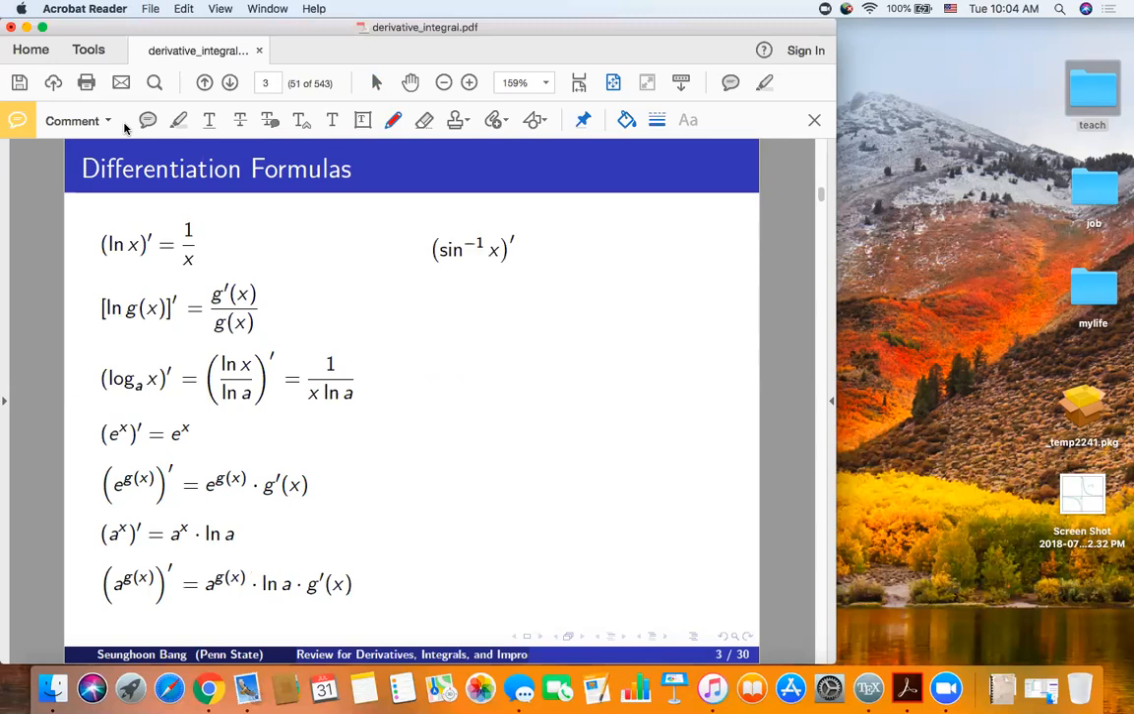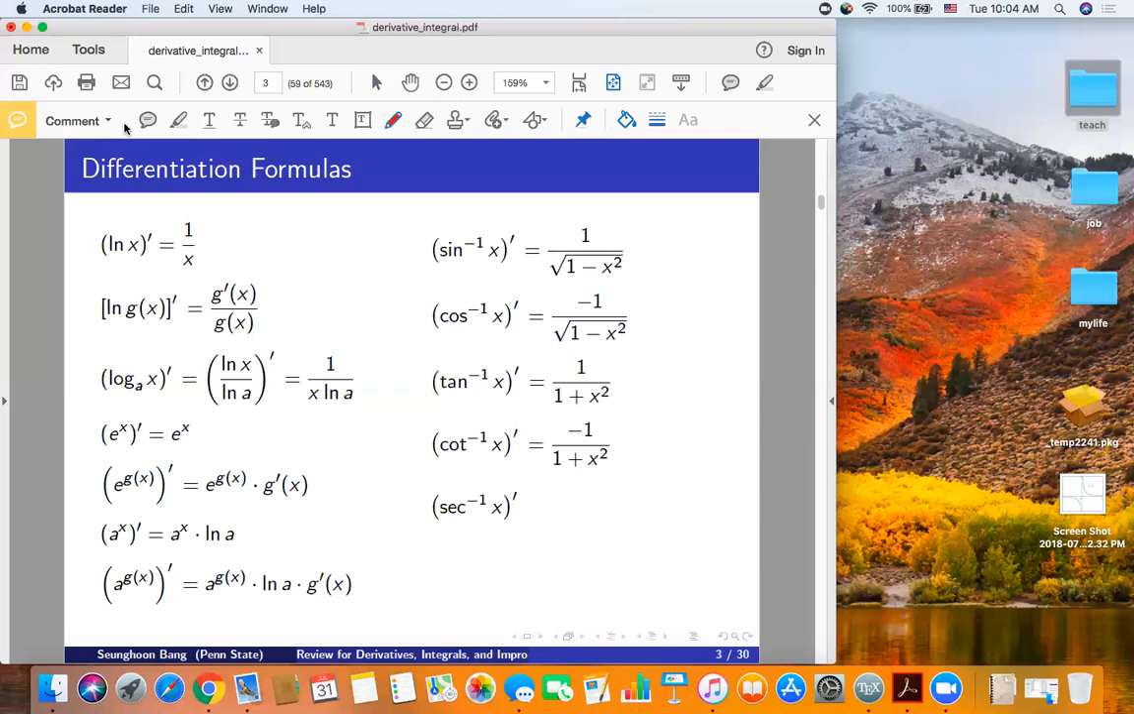The inverse sine of x prime is 1 over the square root of 1 minus x squared. Inverse cosine of x prime is minus 1 over square root of 1 minus x squared. Inverse tangent of x prime is 1 over 1 plus x squared. Inverse cotangent x prime is minus 1 over 1 plus x squared. Inverse secant of x prime is 1 over x times square root of x squared minus 1. Inverse cosecant x prime is minus 1 over x times square root of x squared minus 1.